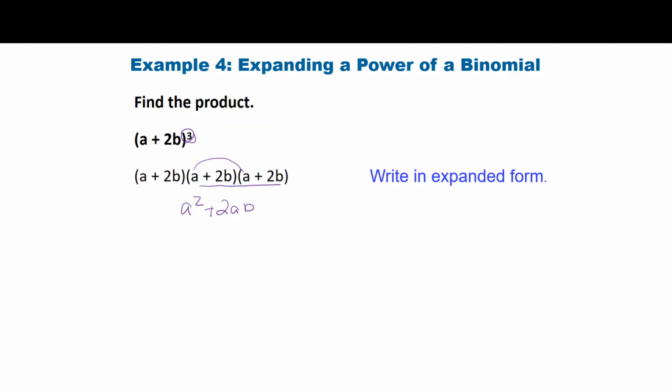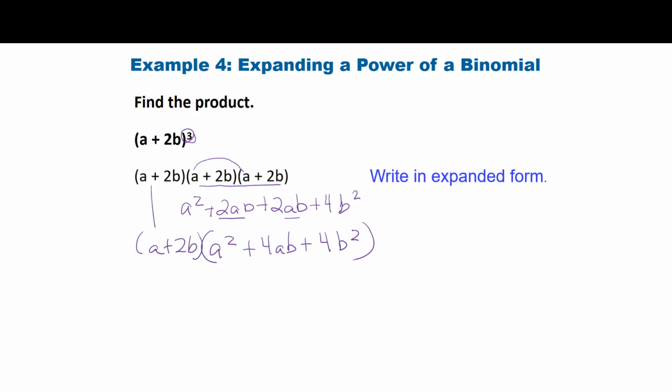And then 2B plus A times A is another plus 2AB. And then 2B times 2B is plus 4B squared. All right, and let's get our common terms together. 2ab and 2ab leaves us with a squared plus 4ab plus 4b squared. And now all we have to do is multiply by a plus 2b, our last term.